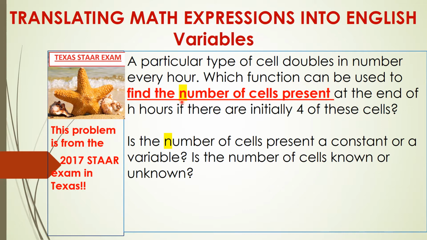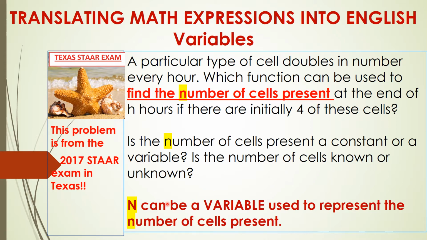So let me ask you this. Is the number of cells present a constant or is it a variable? Do we know what that number is? Is the number of cells known or unknown? Well, we don't know what it is. That's what we're trying to do. We're trying to find what that is. So I'm going to use n as a variable, and I'm going to use it to represent the number of cells present. We don't know what the number of cells is, so that will be a variable, and I'm going to use n to represent that.